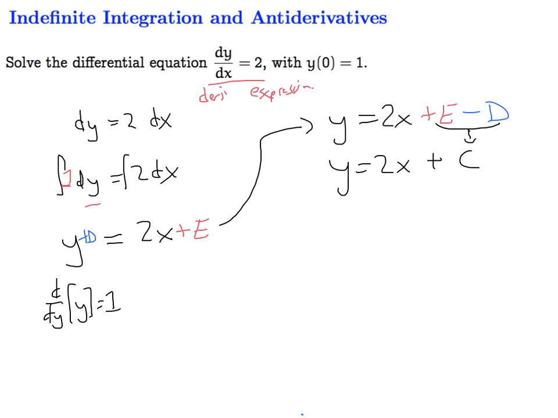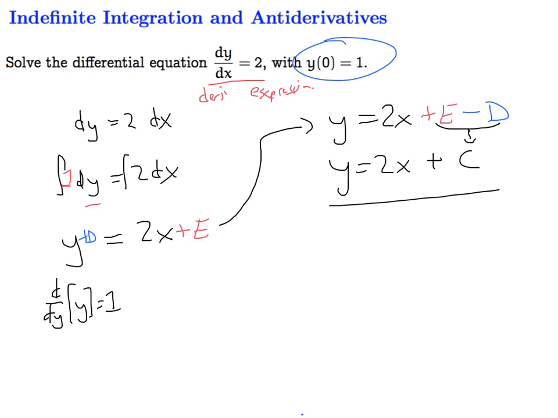And so just like before, I have this function here that solves my differential equation because it's an antiderivative of 2. But I haven't finished the problem yet. I still need to make sure that when I put 0 in here for x, I get 1.